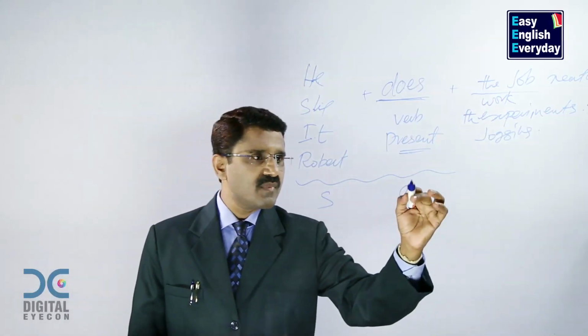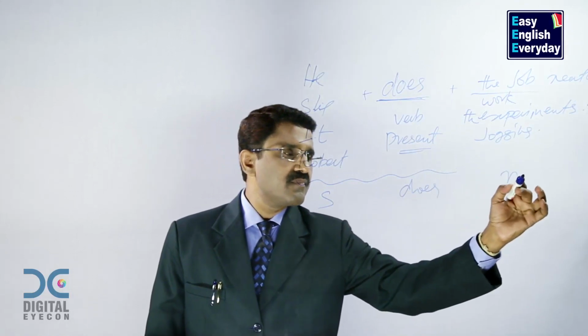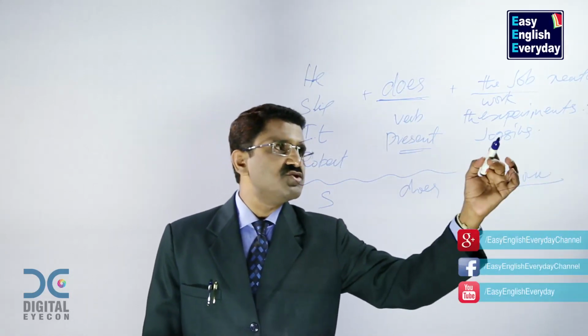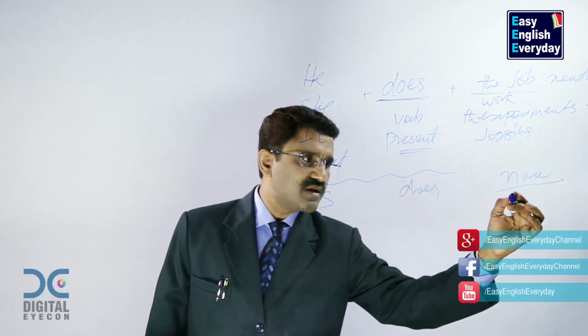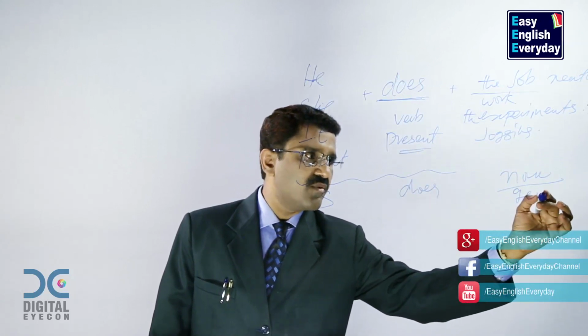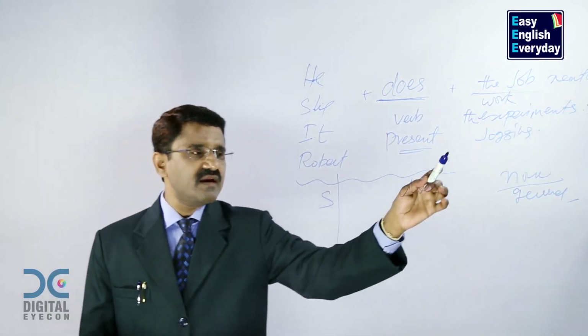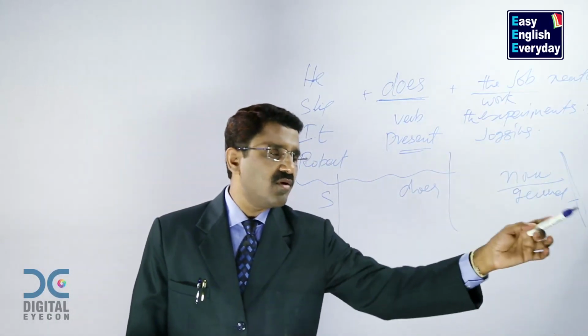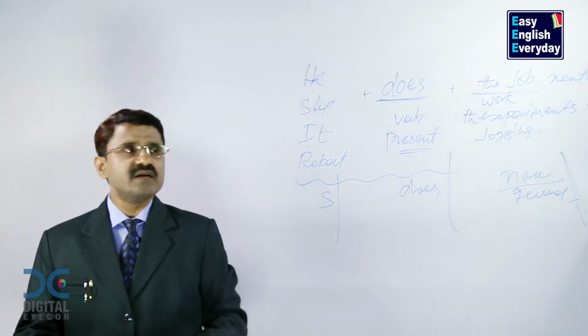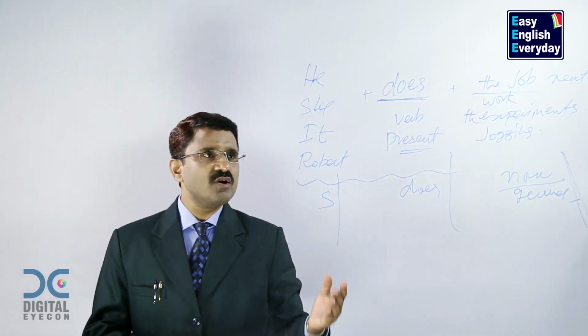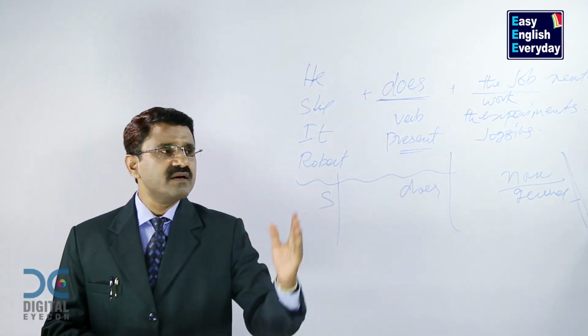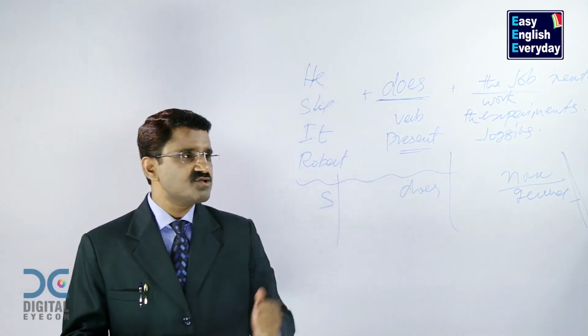Subject, does, noun. Jogging, you call it a gerund, ing noun, verbal noun. So take a subject, take does, keep any noun or gerund form, and the sentence is ready. He does the job, he does the work, he does the experiments, he does jogging.